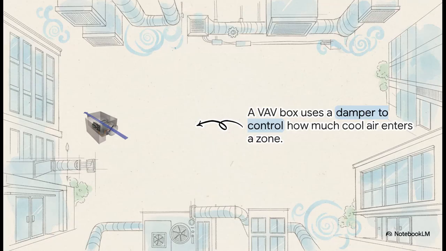And this little guy right here is where all that magic happens. This is the VAV box. It's usually tucked away in the ceiling. See that flap inside? That's a damper. When the room's temperature is just right, the damper stays mostly shut. But as soon as the thermostat senses things are getting a little warm, it tells that damper to open up and let in more of that nice, cool 55-degree air. It's a really simple and smart solution.